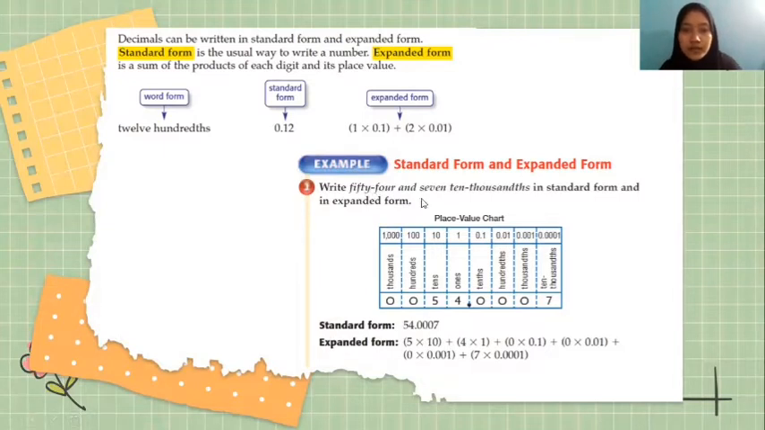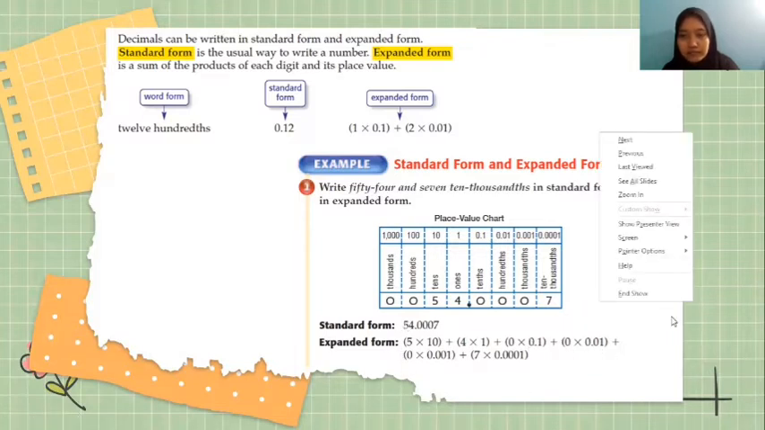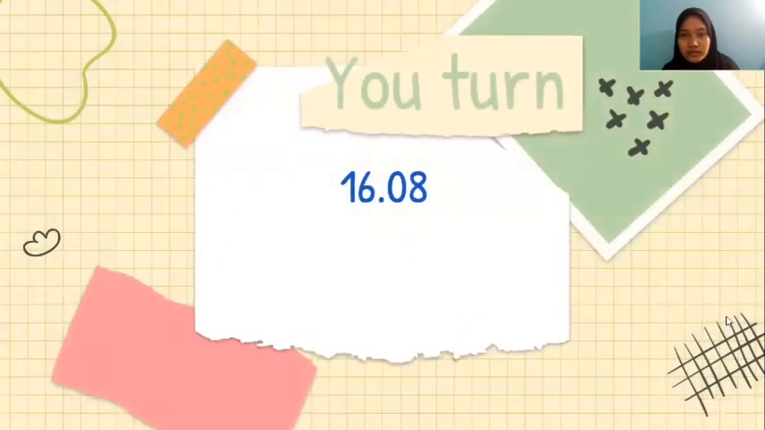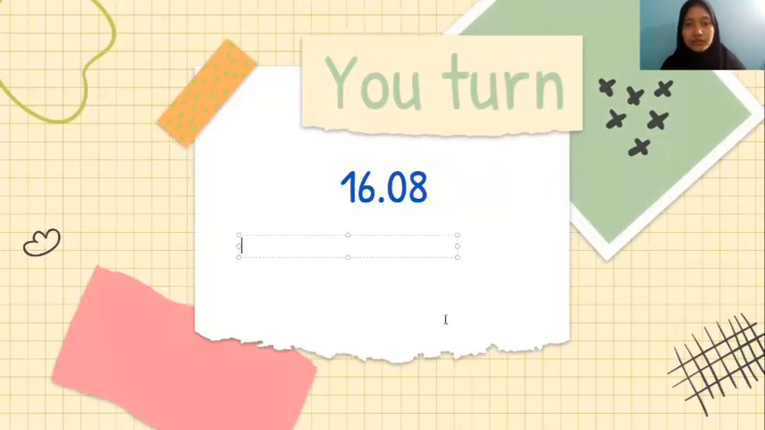This is the example of the standard form and expanded form. Write 54 and 7/10,000 in standard form and in expanded form. Standard form is written like this, and the expanded form is written like this. Next, this is another example. We can try to read the expanded form.